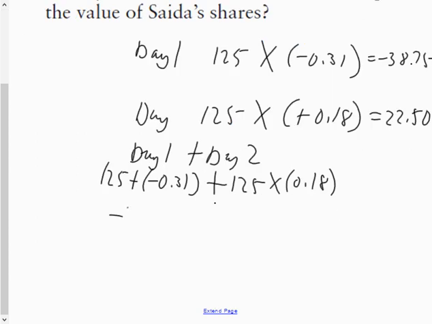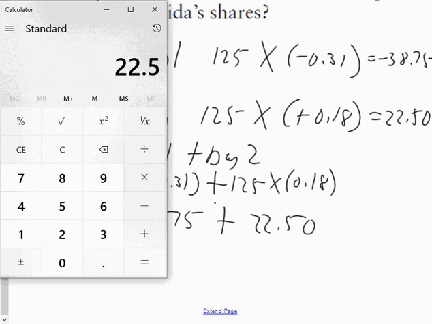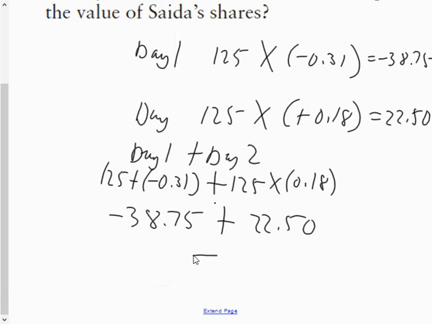So the change in day one was dropping 38.75. If I follow BEDMAS, I have to do my multiplication first. The change in value on day two was going up 22.50. When I combine those two, negative 38.75 plus 22.50 is a change in net value of negative $16.25 in total. So overall, over those 2 days, the value of her stocks dropped $16.25.